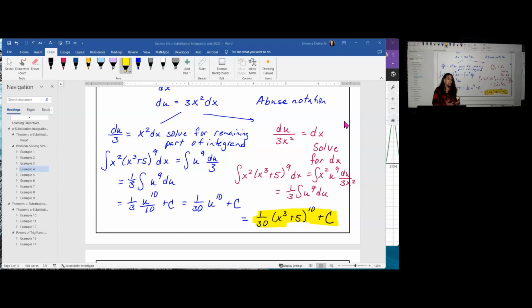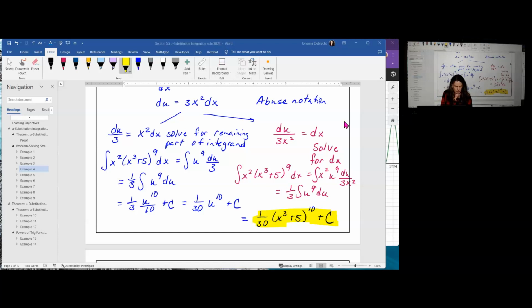If you chose to solve for the original differential, you'll replace the inside function with u, the original differential with du over 3x squared. You won't have anything to substitute for the x squared factor in the integrand. However, it will cancel with the x squared inside of the definition of dx, and you end up with exactly the same indefinite integral in terms of u.